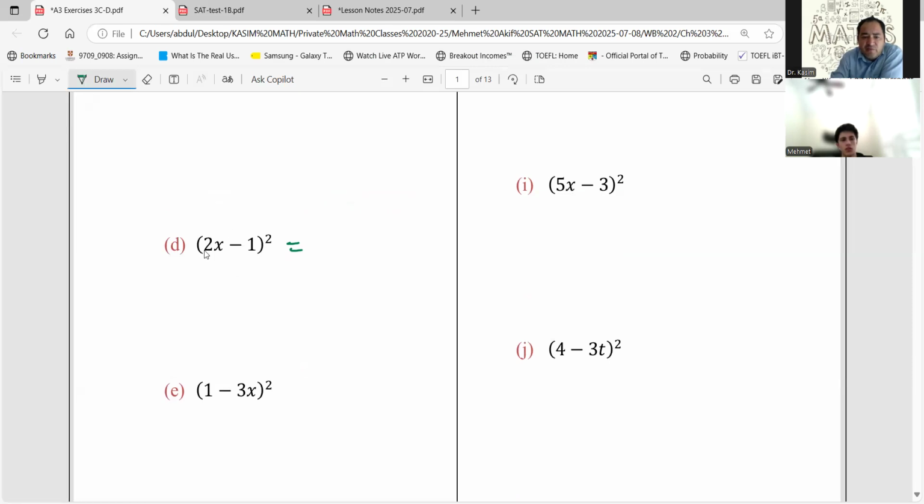Now, instead of a, we have 2x, right? b is 1. So 4x squared, because 2x whole squared is 4x squared, right? Minus 2 times 2x times 1 is minus 4x. It's 2 times a times b, and plus 1.